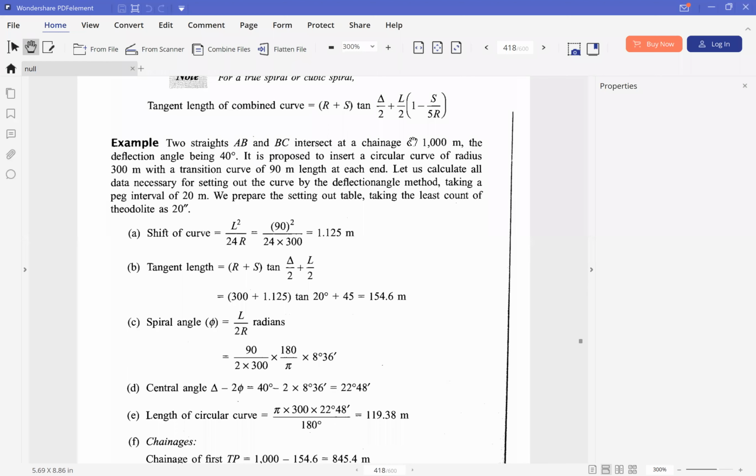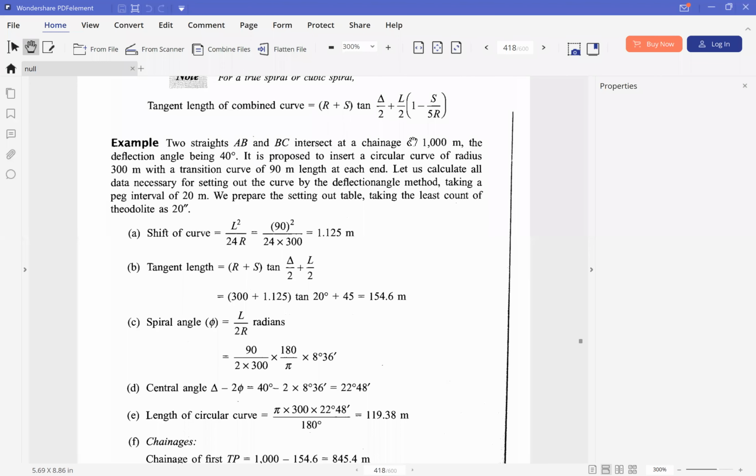Actually, the second step is to calculate the shift of the curve, since the length of the transition curve is already given to us. For that, the relationship for the shift is capital L square over 24R.